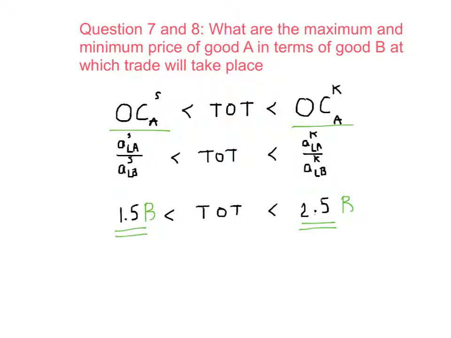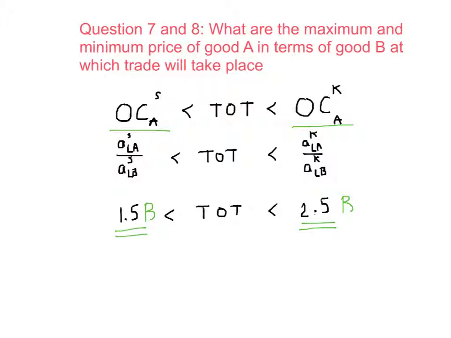Well, it looks like the maximum price is going to be 2.5 B, but we have to make sure we understand why that is. So Korea's opportunity cost of A in terms of good B is 2.5. So in order to produce 1 unit of good A by itself, Korea would have to give up 2.5 units of good B. It probably makes perfect sense to you that Korea would never be willing to buy good A from Sweden if they would have to pay more than 2.5 B in order to get it. Right? Because if they had to pay, say, 3 B if they buy it from Sweden, it would be a lot better to just do it themselves for only 2.5 B. So 2.5 becomes the maximum price of good A in terms of good B.